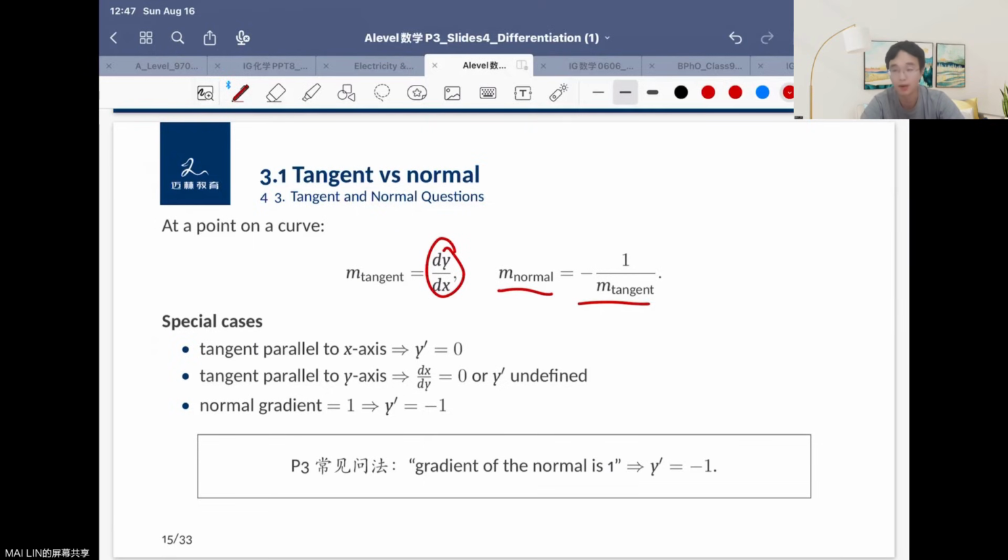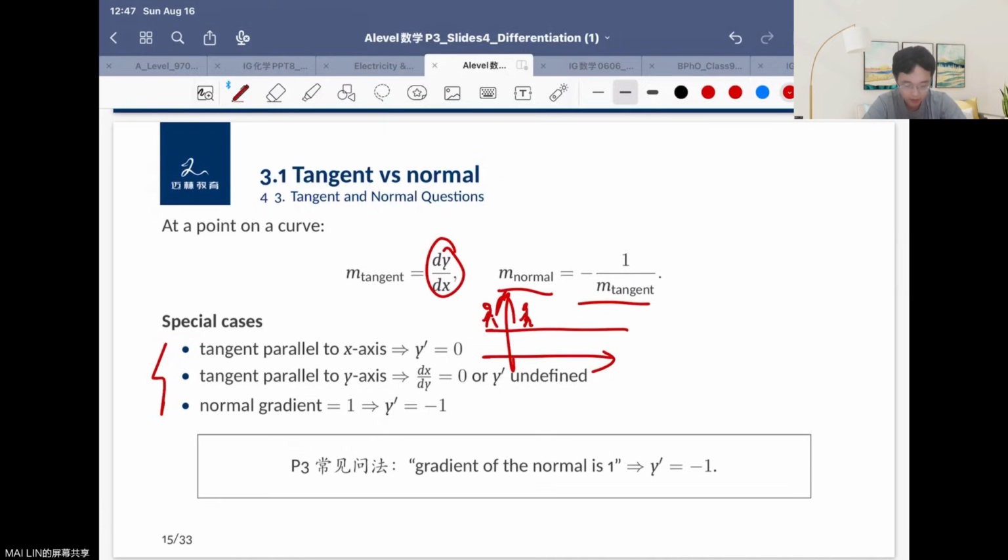Okay. So some problems in A-level P3 are very similar to the problems in A-level P1, or even what you learned for IGCSE math. I believe you can understand this problem, okay? We have three very typical classic cases. If the tangent is parallel to the x-axis, that means the differentiation always equals zero, because it's a flat slope. There's no gradient here, so that is why the differentiation equals zero.